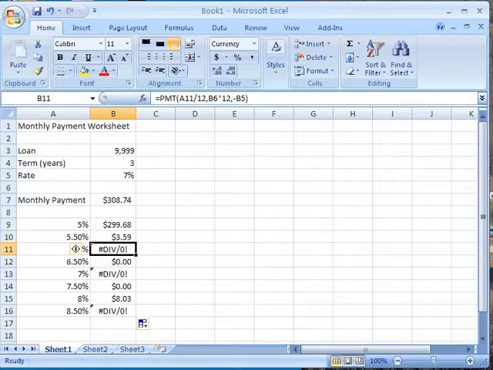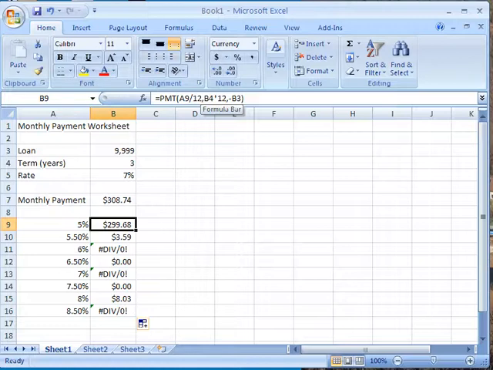Going down to the next one, the rate is in A11. That's correct. The term is in B6. No, that's not right. And the loan amount is in B5. That's not right. What happened is the idea of relative addressing. As we copied it down, it kept the same format of 4 away and 3 away, and it just kept copying that down.